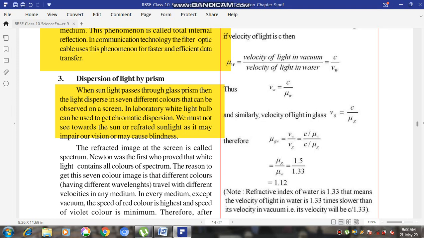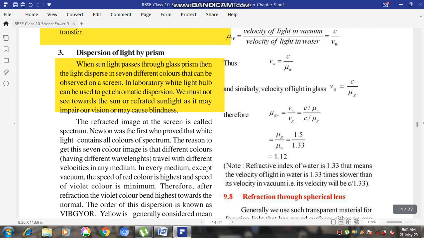In a laboratory, a white light bulb can be used to get chromatic dispersion, and we must not look towards the sun or reflected sunlight as it may impair our vision or may cause blindness. So in the laboratory we use white light for chromatic dispersion.